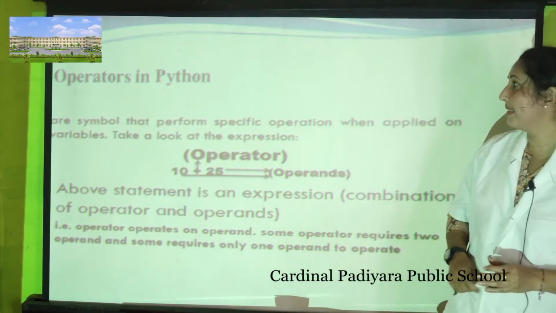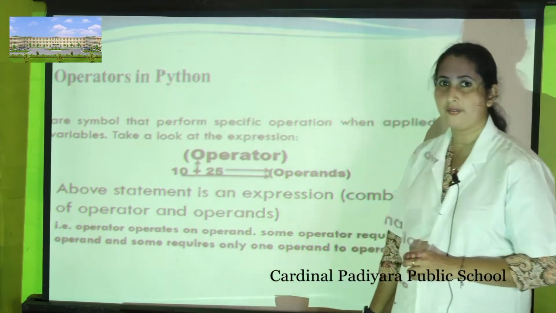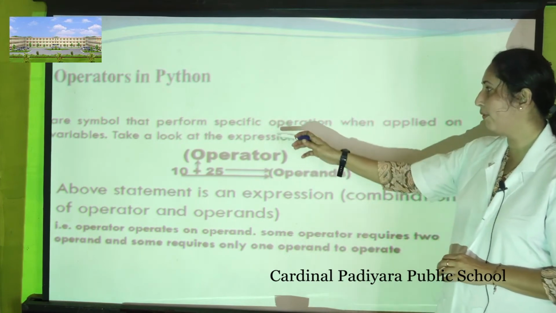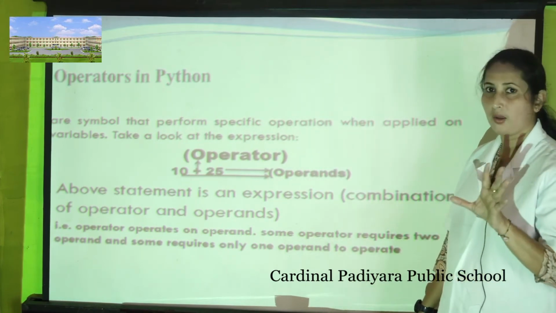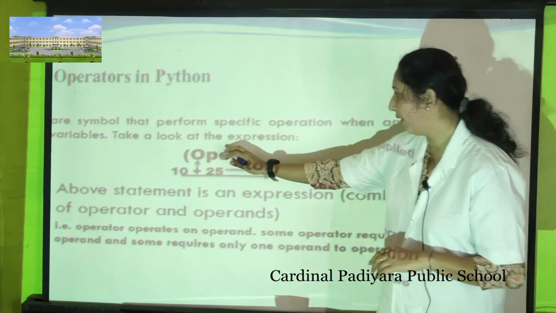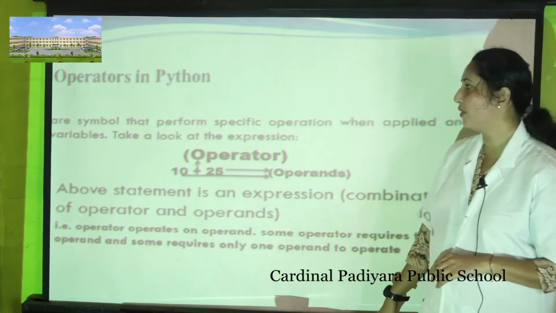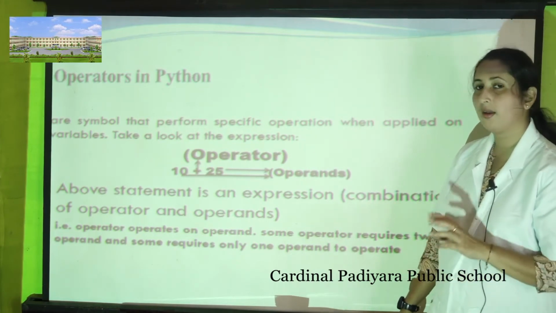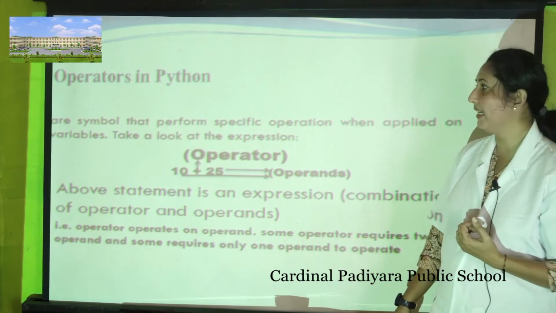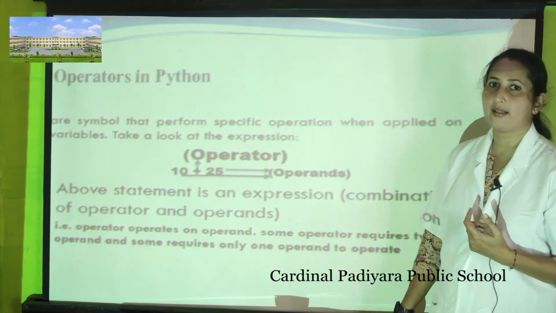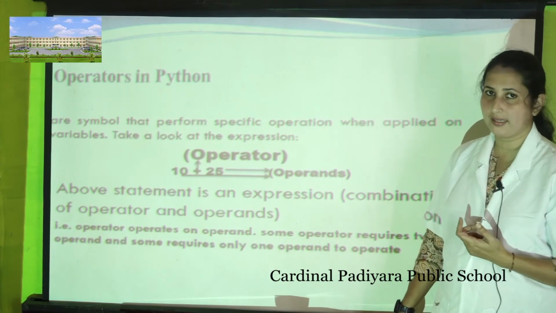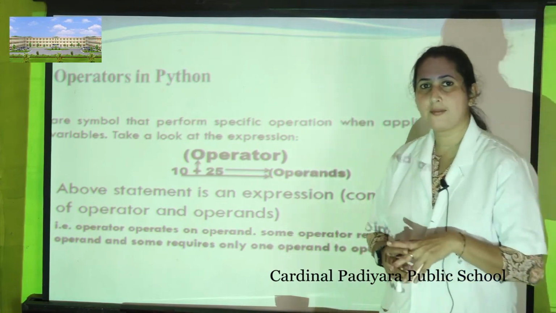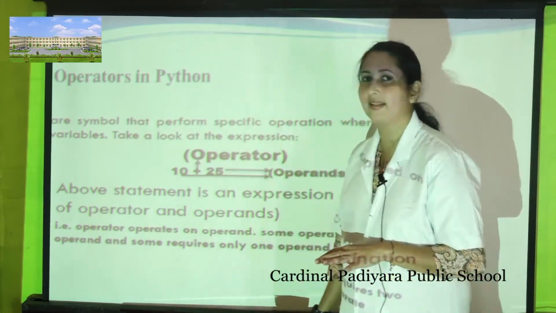Next is operators in Python. Operators that we already saw. Operators are special symbols that perform specific operations applied on a variable. That is, they perform some specific operations in a program. Many operators are seen in Python: arithmetic operators, identity operators, membership operators, relational operators. You use them to perform specific operations in your Python program.